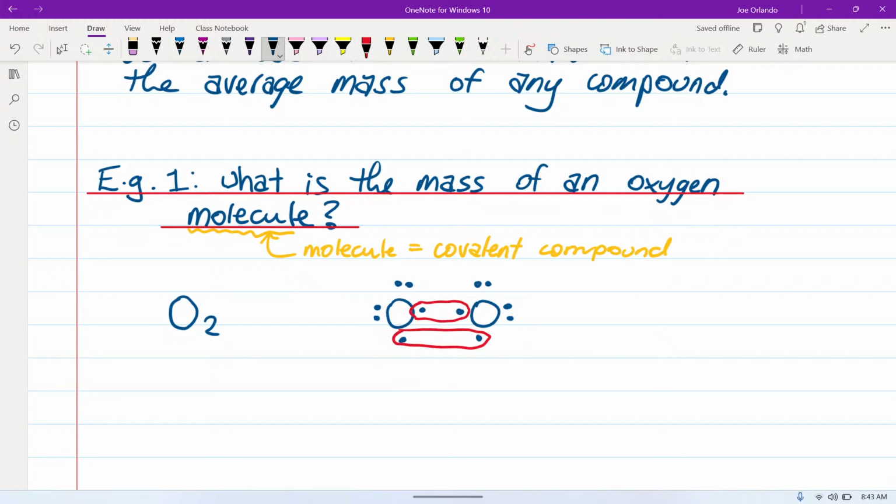How do we draw that more often? We don't have to worry about this too much, but usually we don't draw all the electrons. For covalent compounds, we draw a line between them. Not for ionic compounds, but for covalent compounds. But just a reminder that oxygen is diatomic. It comes in pairs. Oxygen gas is diatomic. So it's O2, not just O.